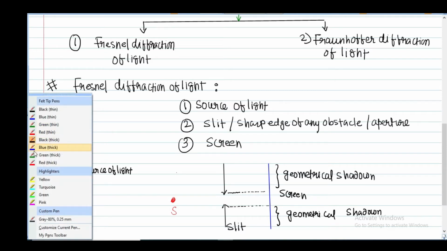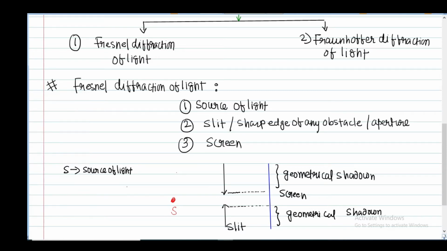Suppose, now I will explain here, light is coming from this source of light in this direction. It will bend around this sharp corner, and it will enter into the region of geometrical shadow like this. Again, another light ray or wave we can take. It is bending around this sharp edge of the slit and entering into the region of geometrical shadow.